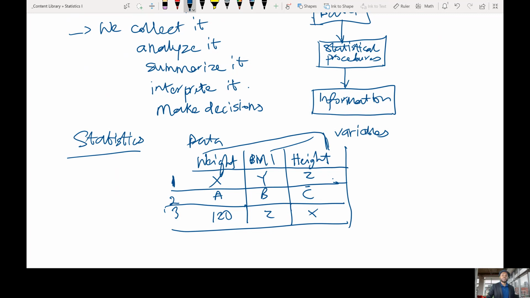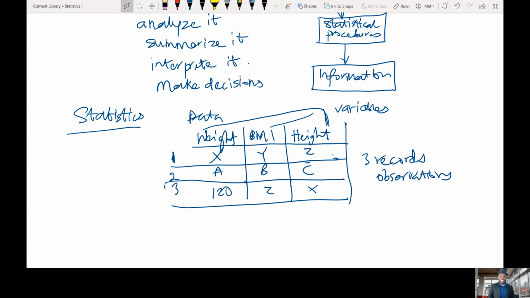So this is how the data are generally represented. It looks like a matrix. So we would say we have three records, or we can say we have three observations. Okay? I hope you're following. I'll try to write as clear as possible. I know I have one of the best handwritings in the world.